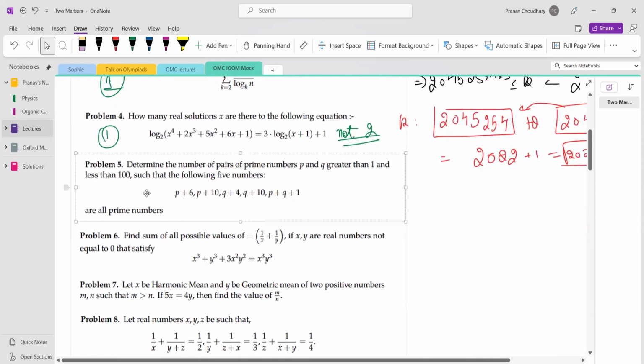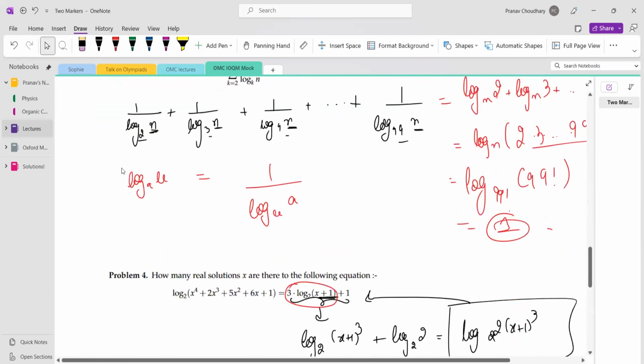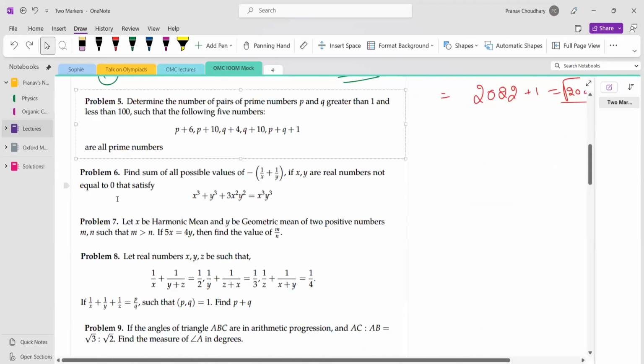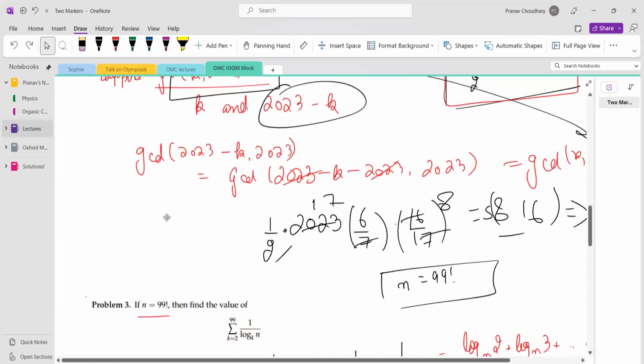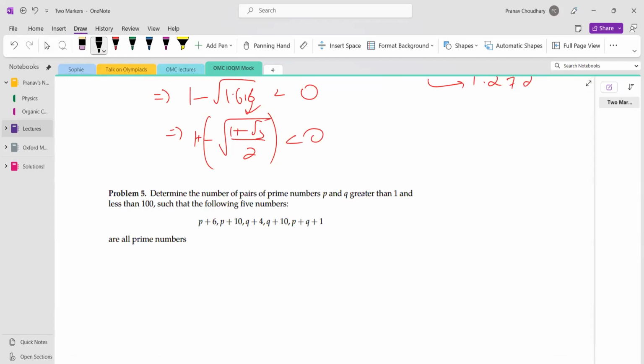Okay, the fifth question is, I think, a sort of standard idea. Let's see the question. Determine the number of pairs of primes P and Q greater than 1 and less than 100. I actually do not think that this matters, because they would not want you to bash out all the prime cases. How many primes are less than 100? 25. So 25 choose 2.